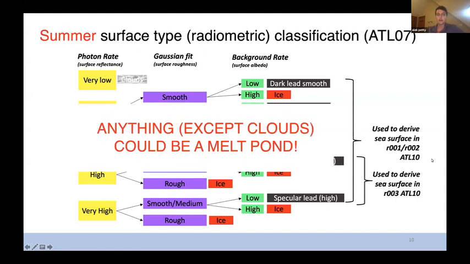Another thing to consider is summer data. So ICESat-2 operates year round, which is great. And so we're producing data through summer, which is very exciting.